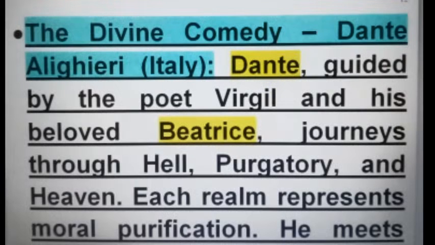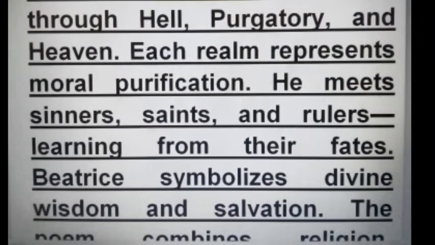The next work is from Italy, that is Dante Alighieri's work, The Divine Comedy. Though it is not a strict novel type, we can just consider it as a novel. Dante, guided by the poet Virgil and his beloved Beatrice, journeys through hell, purgatory, and heaven. Each realm represents moral purification.